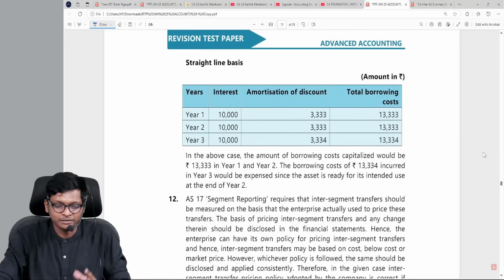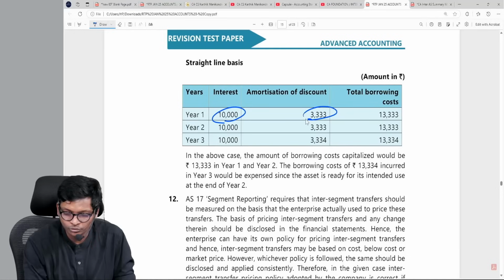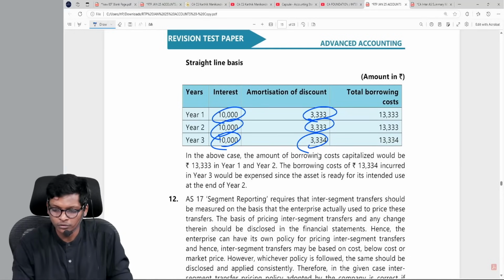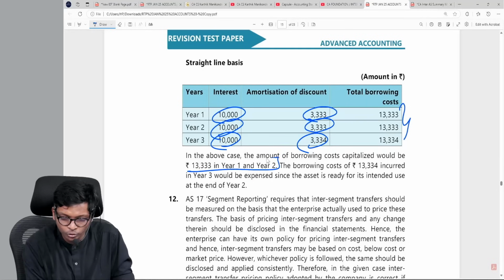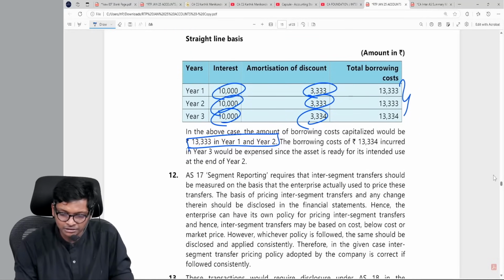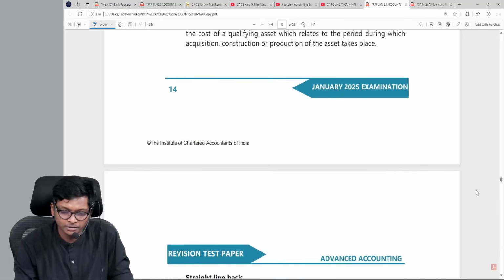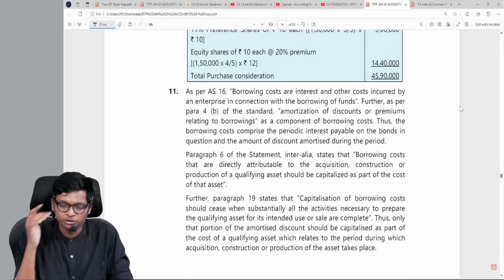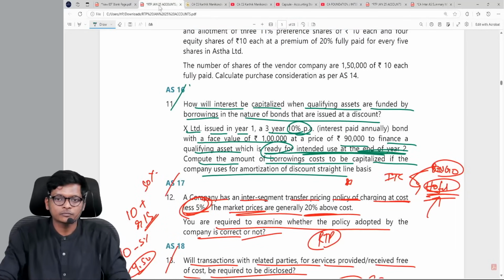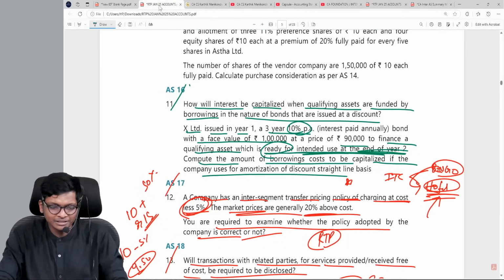It should be correct because I'm solving interest 10,000, 10 this, 10 this. They rounded off 3334. Total borrowing cost. First 2 years I will capitalize. Last 1 year will go off to P&L. Are you following, guys? Understood? Easy? Hello? All of you understanding, guys?